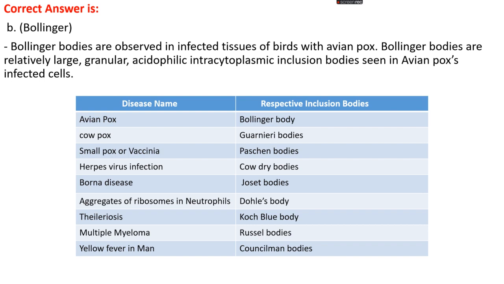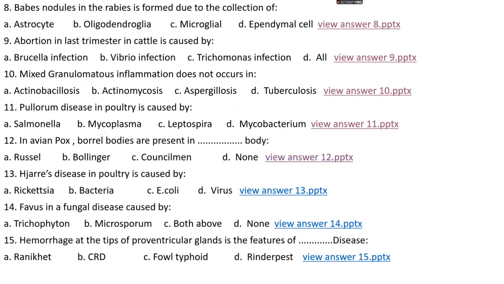If we see the respective inclusion bodies of certain diseases: in case of avian pox, the inclusion bodies are termed Bollinger bodies. In case of cowpox, that is Guarnieri bodies. In case of smallpox or vaccinia, that is Paschen bodies. Herpes virus infection, that is Cowdry bodies. Borna disease, that is Joest's bodies. Aggregate of ribosomes in neutrophils is known as Döhle bodies. In case of theileriosis, Koch's blue bodies are found. In case of multiple myeloma, that is Russell's bodies. In case of yellow fever in man, that is Councilman bodies.